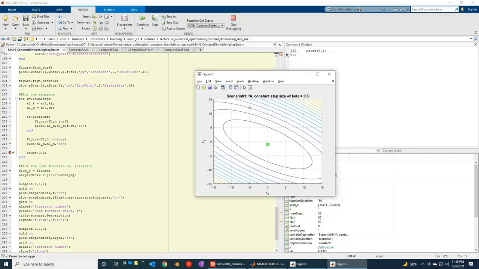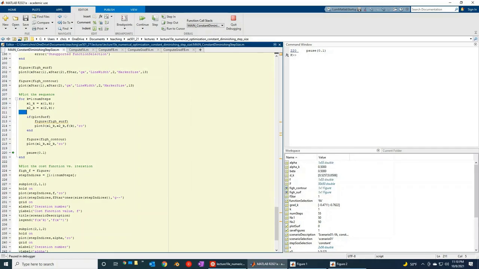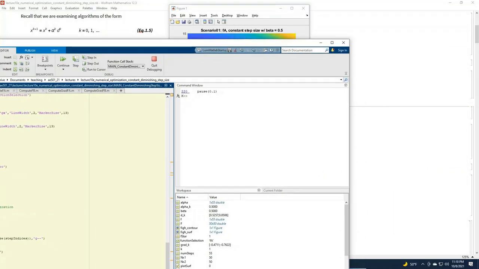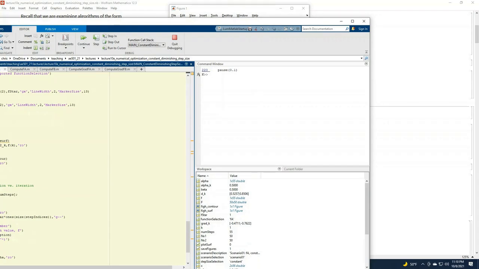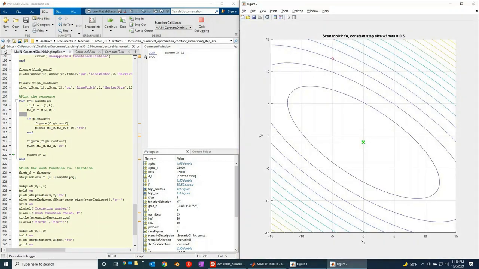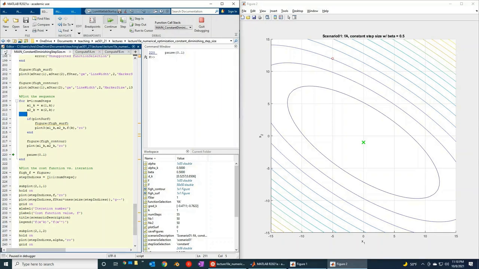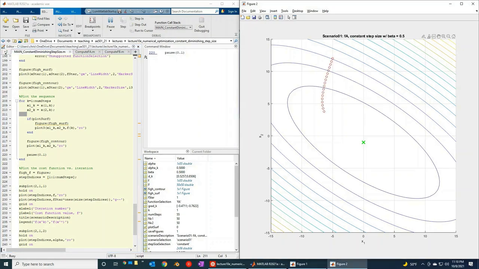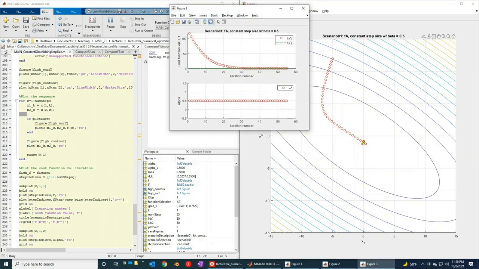So tell you what, let me take off this breakpoint and let's just let this thing run and we will see what happens. Let me see if I can put these things off on one side of each other so we can see the progress. So continue. There we go, down the gradient, and look, it's going, and that's kind of interesting. It looks like it gets down there and it starts bouncing around.